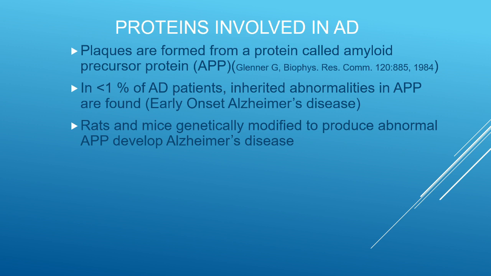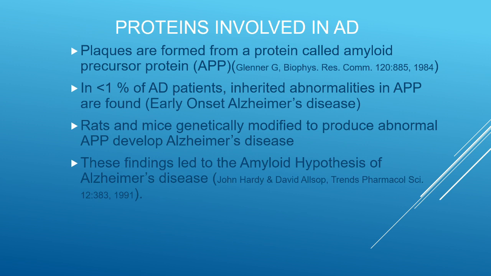So this was very heartening information, and this information led to the hypothesis expressed by John Hardy and David Allsop in 1991 that not only the inherited forms of Alzheimer's disease could be caused by this protein, but also this protein might somehow be involved in the creation of Alzheimer's disease in the remaining 99% of patients. If you want to look at some of these papers, you can go to a website called www.pubmed.gov, and if you type in the name John Hardy, 1991, this particular paper will come up and you can take a look at it.